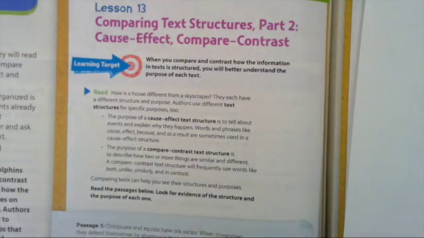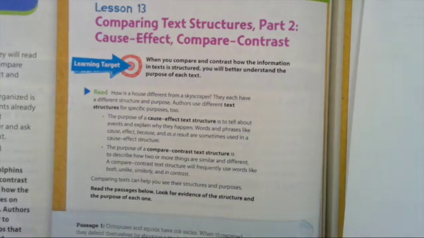It says, how is a house different from a skyscraper? They each have a different structure and purpose. Authors use different text structures for specific purposes too. The purpose of cause and effect text structure is to tell about events and explain why they happen. Words and phrases like cause, effect, because, and as a result are sometimes used in a cause-effect structure. The purpose of a compare-contrast text structure is to describe how 2 or more things are similar and different. A compare-contrast text structure will frequently use words like both, unlike, similarly, and in contrast.